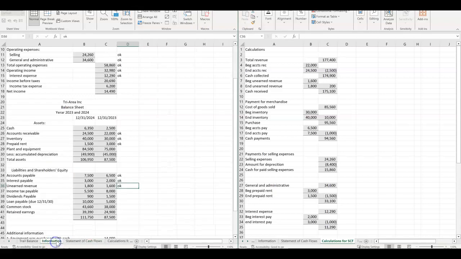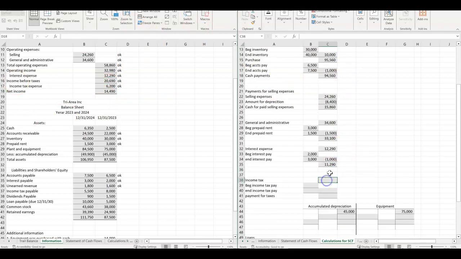Then we go to the next one, which is the income tax. Okay, because that's income before taxes, that's a total. Income tax is 6,200. Okay, so we come down over here, we have 6,200. And then we look at our beginning income tax, which is 8,000. Ending is, try that again, 5,500. There we go. That's that one right there. So that's okay now.